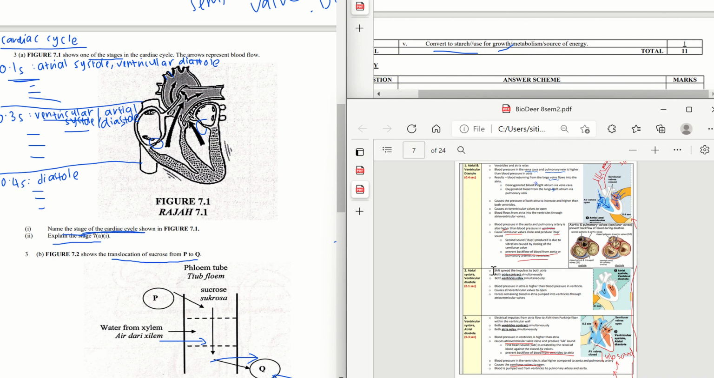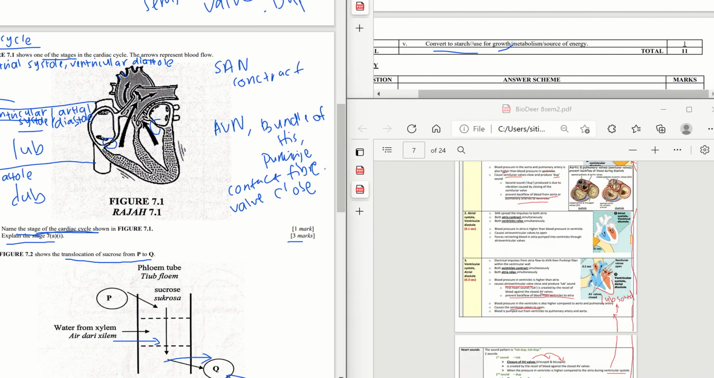Okay, and then jangan lupa first kali SAN dulu. SAN spread the impulse to both atria. So ingatlah, ada SAN, sinoatrial node, send impulse to both atria, atria contract. Okay, and then cerita pasal blood pressure. So blood pressure atria is higher. So AV valve akan open. Okay, so flow of blood, blood in atria pump into ventricle.